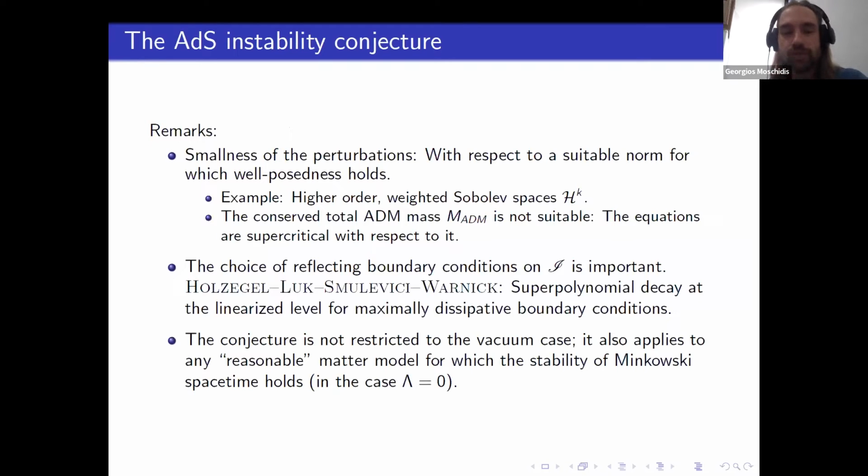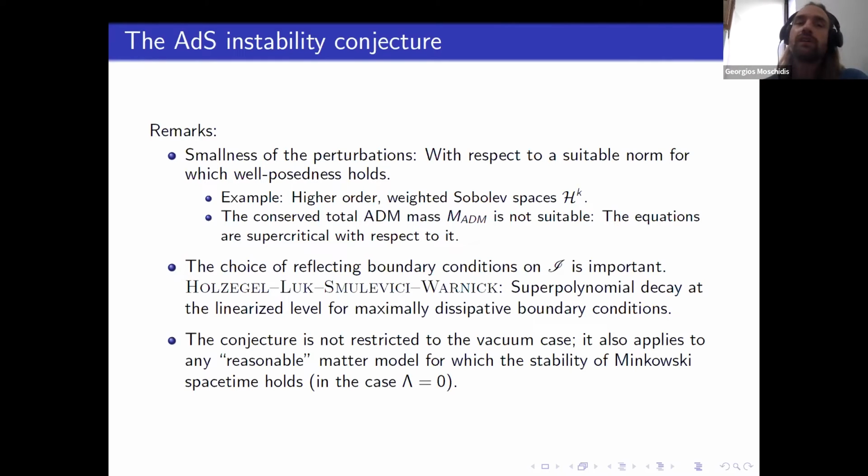Okay, let me make a few more remarks here. First of all, what do we mean by smallness of the perturbation? Well, it's not clear in the statement of the conjecture as I wrote it down, and there are two choices one can make. One can be quite maximalistic with their requirements and ask for initial perturbations which are small with respect to a very high regularity weighted Sobolev norm. These are, for example, the spaces in which Helmut Friedrich proved local well-posedness for the initial boundary value problem.